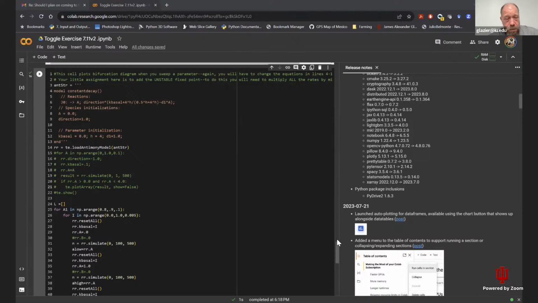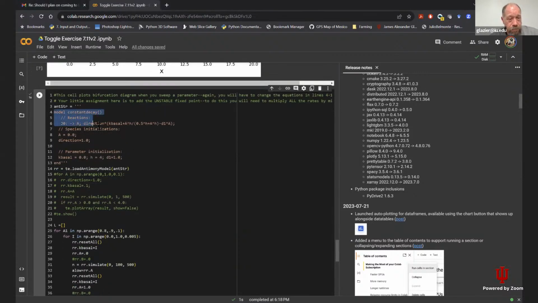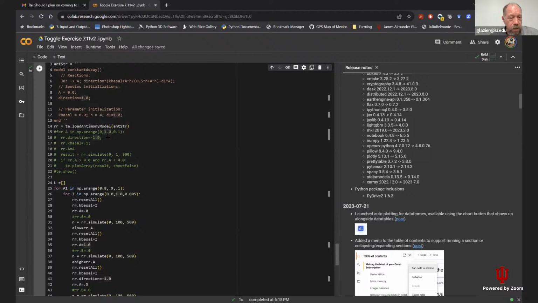So what did I do? I defined my reaction here, and I added a variable called direction, which is forward and backward direction. Normally it's 1. And if I want to find the unstable fixed point, I make it -1. Now I load my model, and then I wrote some code that will plot the time series just to make sure that things are well behaved.